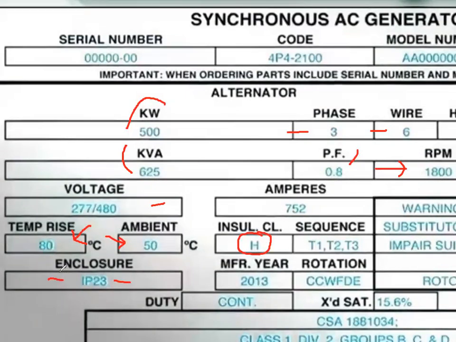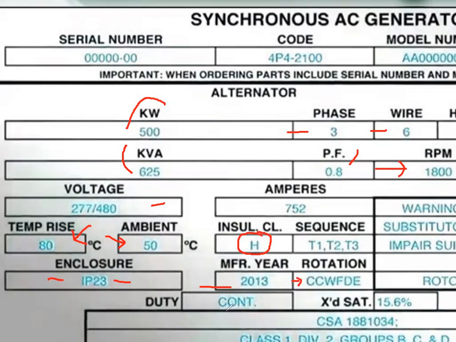This one does have some information about the enclosure. It is IP enclosure, manufactured in 2013. The sequence is going to be T1, and then T2 and T3. So many times we would say phase A, phase B, phase C. This gives us an indication on the rotation. So this is going to be counterclockwise while facing the drive end.